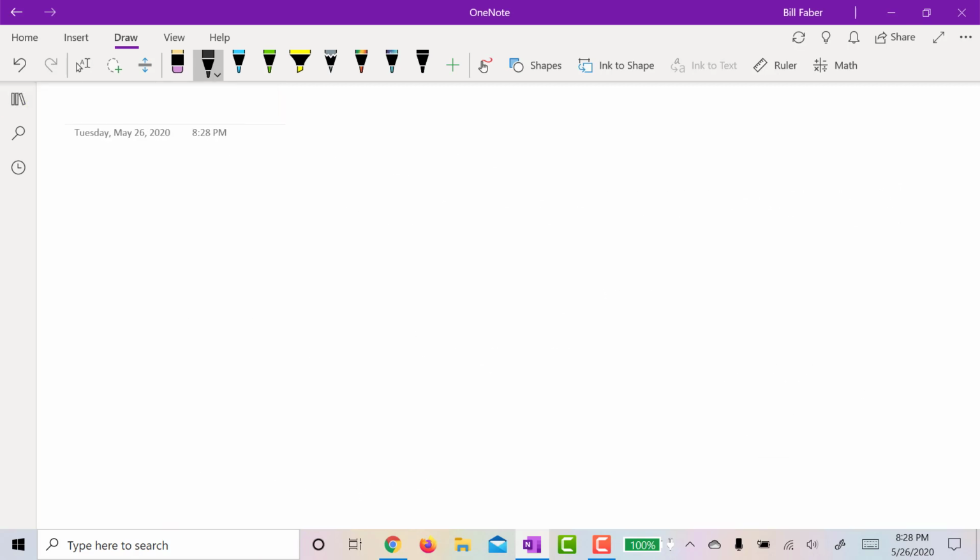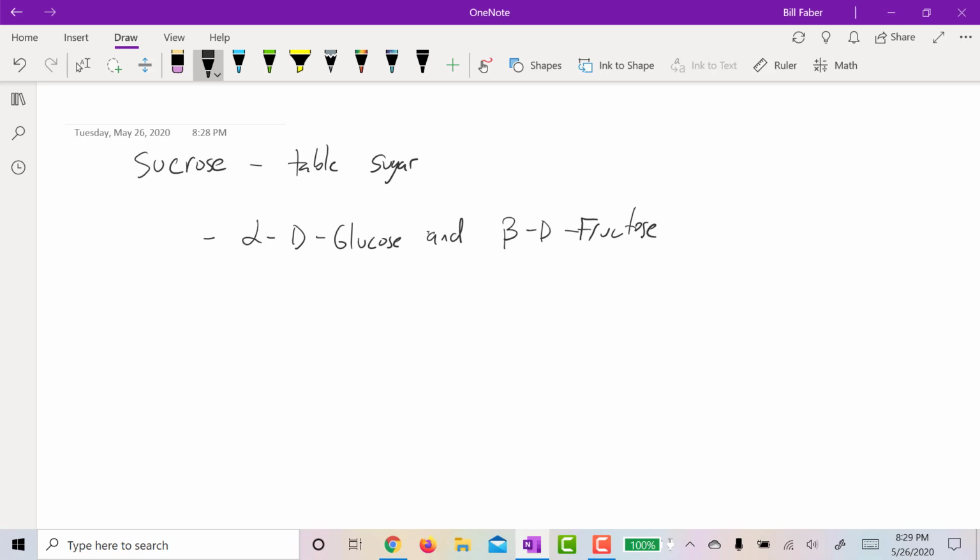All right, and then the last one I want you to know is what's called sucrose, and then I'm going to show you some images. And this, as you know, is table sugar. And the difference for this matters. This is alpha D glucose and beta D fructose. Okay. Now this is sort of a unique looking molecule. It's actually connected by what we would call an alpha beta 1,2 linkage.